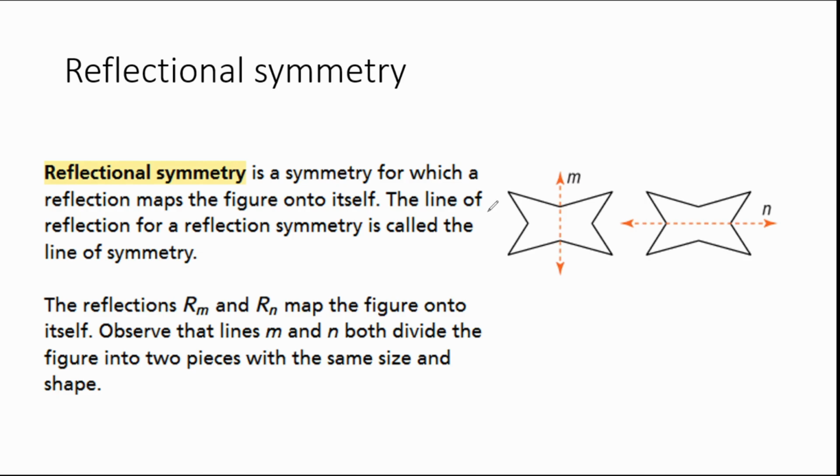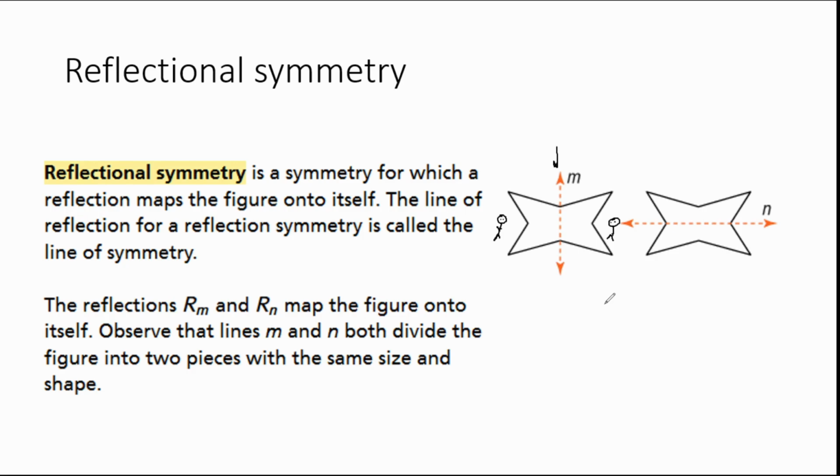So reflectional symmetry is just symmetry for which a reflection maps the figure onto itself. It's a line that goes through the figure, and then you can think of that dotted line as a place where you can fold the two halves together that are created, and if they line up perfectly, then they have reflectional symmetry. Another way to think of it is if you look at this line right here, if it's a mirror and you're standing here and you look at it, what bounces back to you would be exactly the same as what you would see on this side. That's why it's called reflectional symmetry.